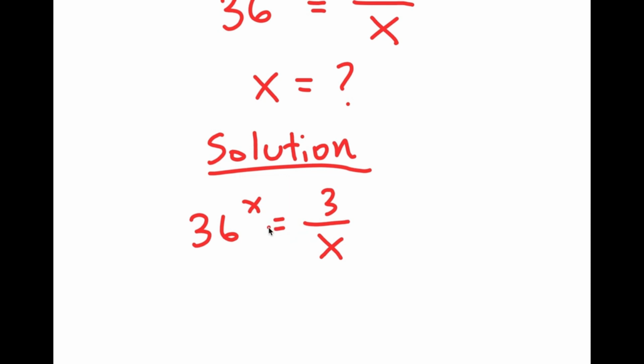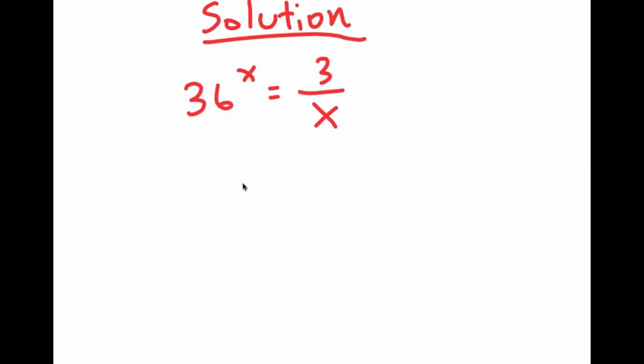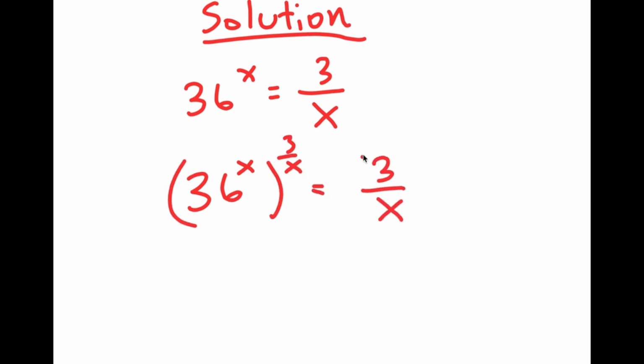And what I'm first going to do is take the power of 3 over x on both sides. So now I have 36 to the power of x, to the power of 3 over x, is equal to 3 over x to the power of 3 over x.